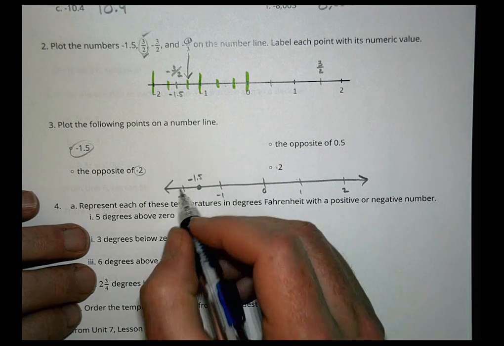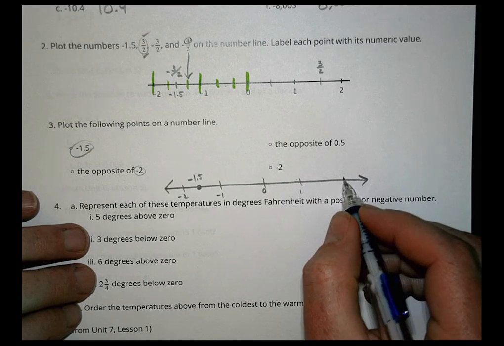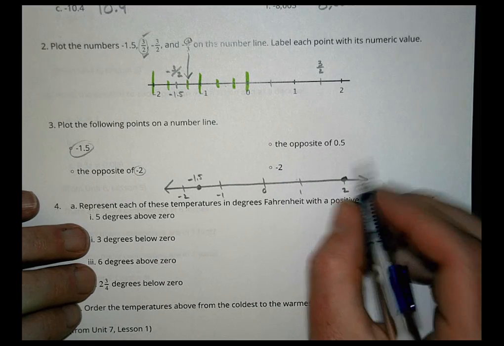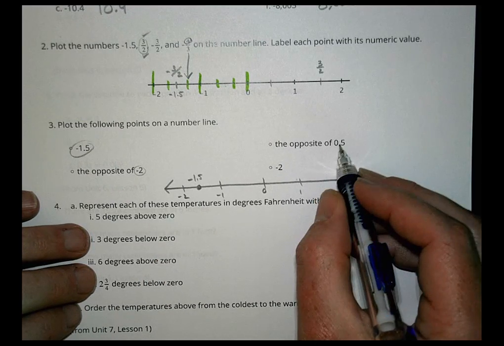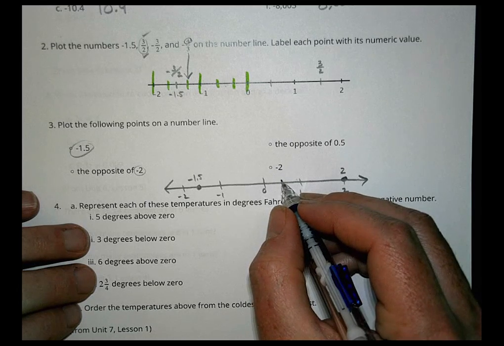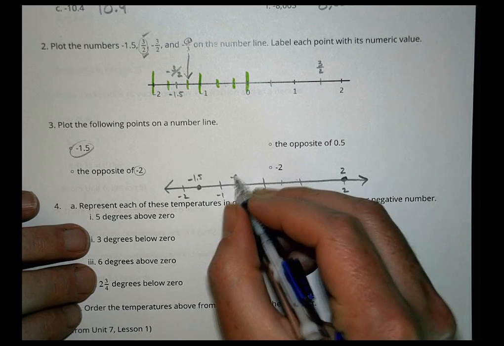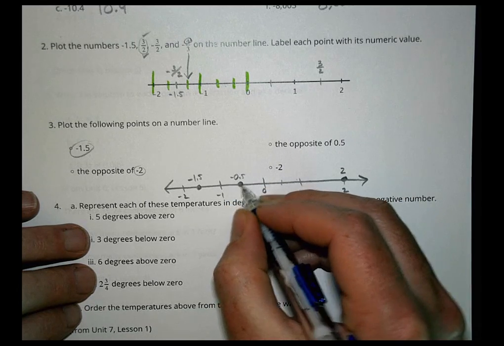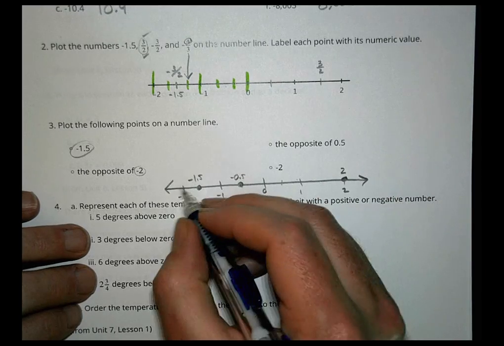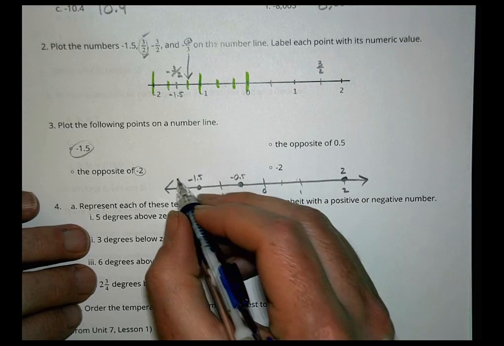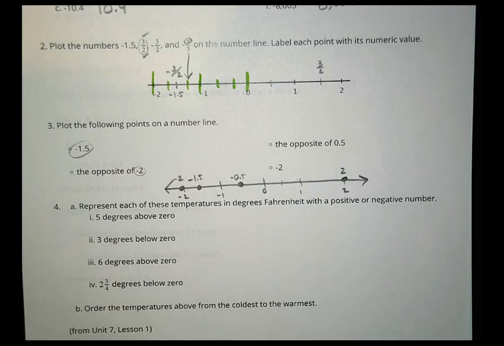The opposite of -2 is +2. So there's +2 right there. The opposite of 0.5, well, 0.5 is here. The opposite is at -0.5. We'll plot that there. And then -2 is just simply old -2, and there it is. So there we go. Got them all plotted.